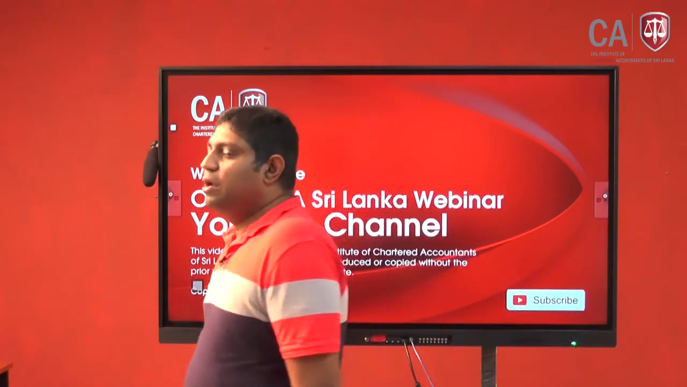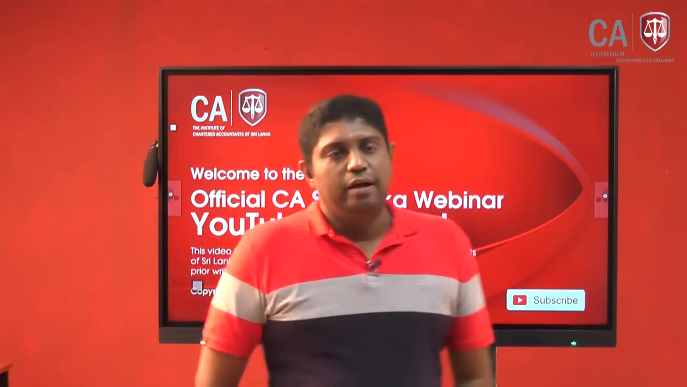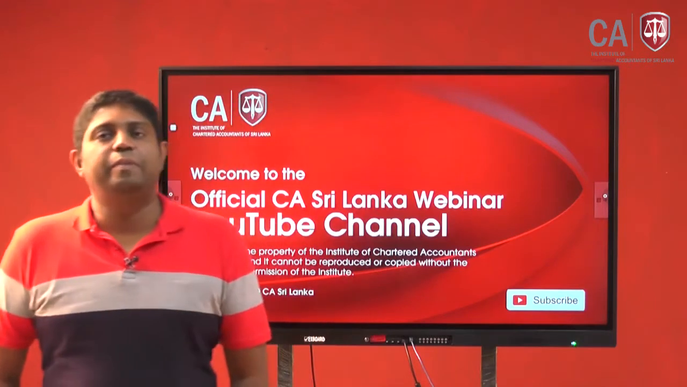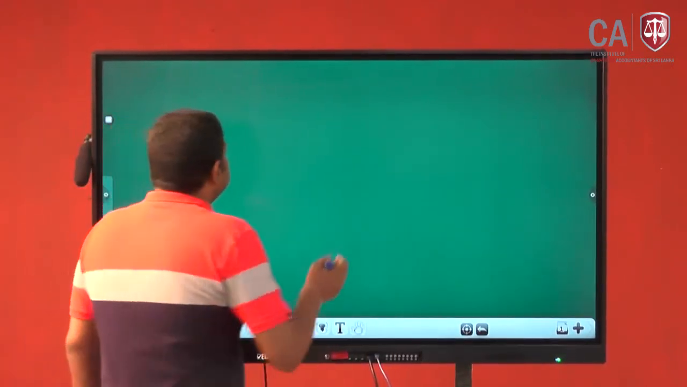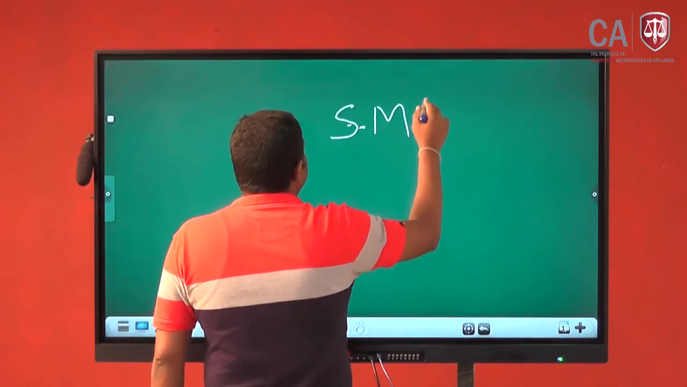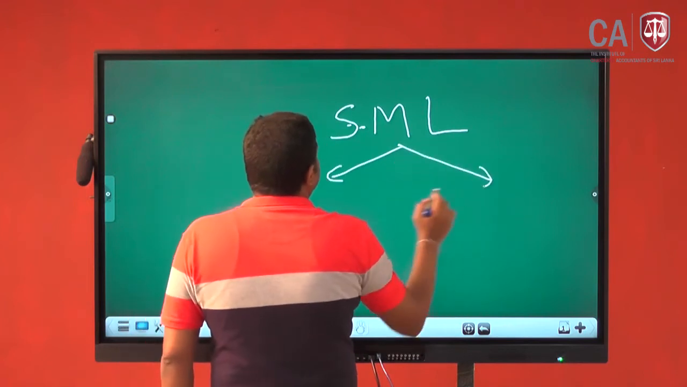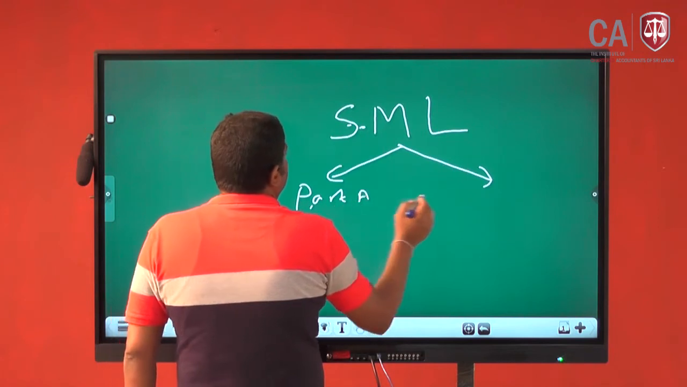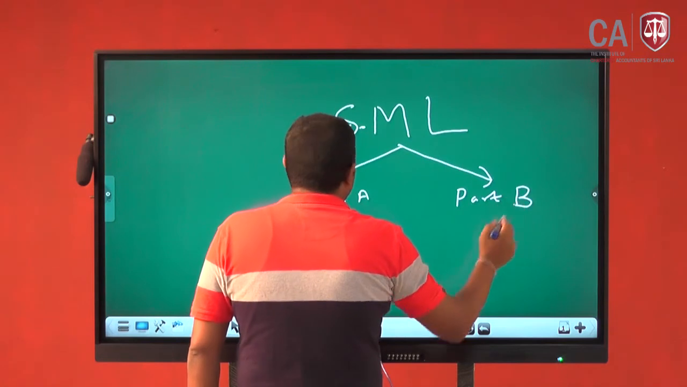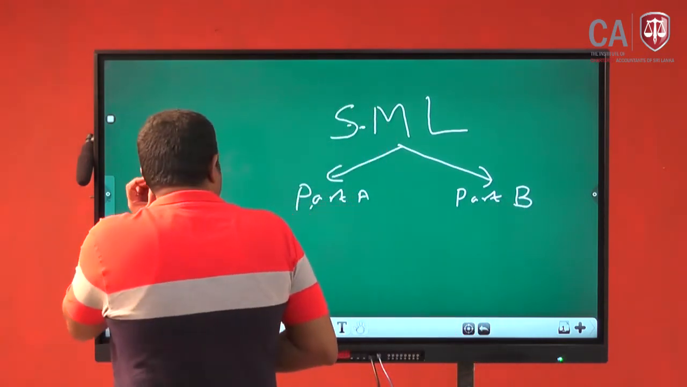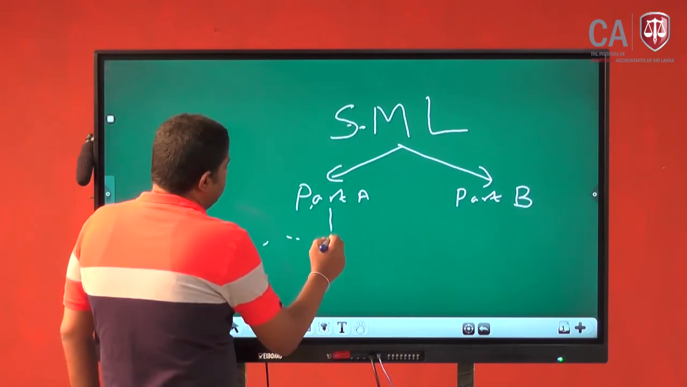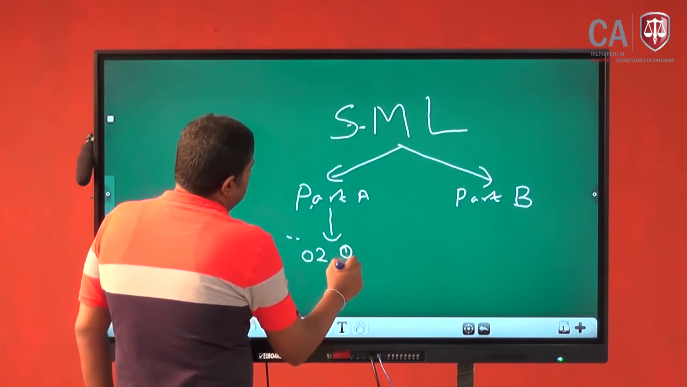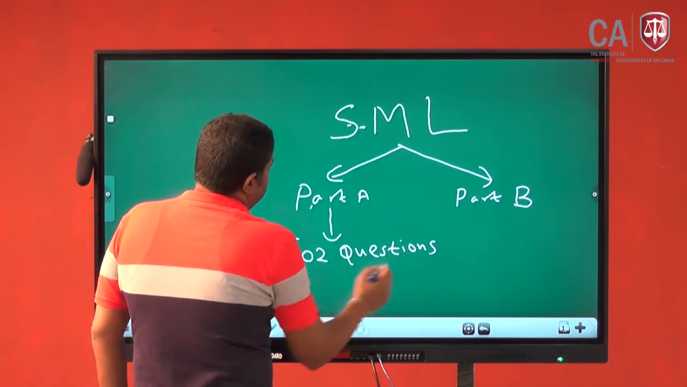As you are aware, if you look at the paper, this paper consists of two main parts, Part A and Part B. Part A consists of two questions, and each question carries 25 marks.